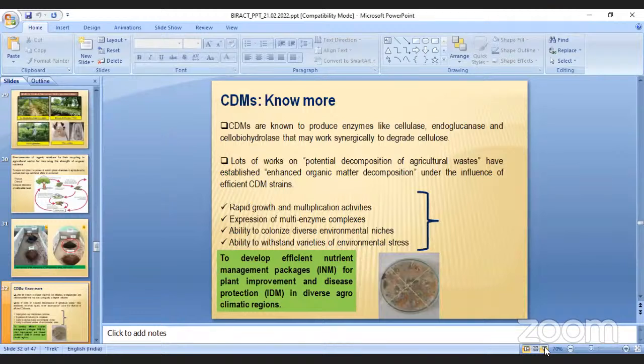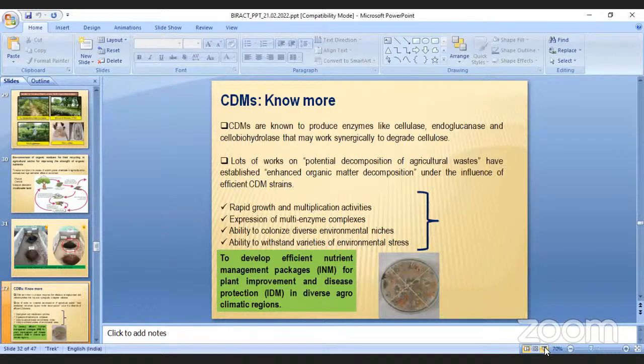Okay, so you can get the CDMs from cow dung, you can get the CDMs from decomposed wood, you can get them from soils, any kind of soils. They also have a much greater ability to withstand varieties of environmental stress conditions. So these CDMs play an important role in developing the technologies.